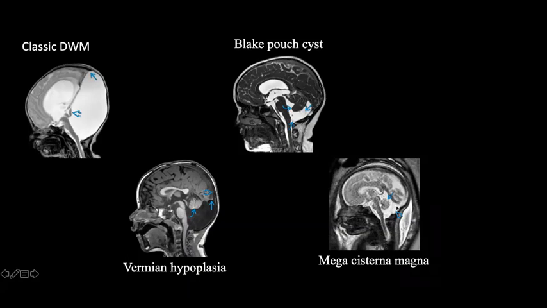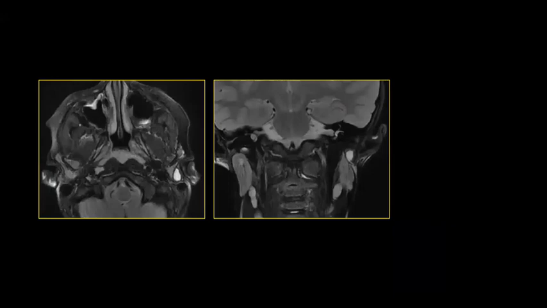And this is just a megacisterna magna. Again, this is another fetal MRI with just a prominent posterior fossa, but we see that the vermis looks fine. There is no hypoplasia of the vermis. Okay, another case.